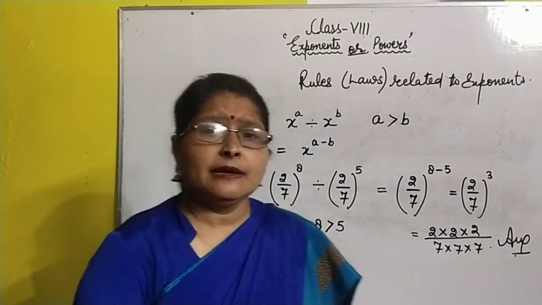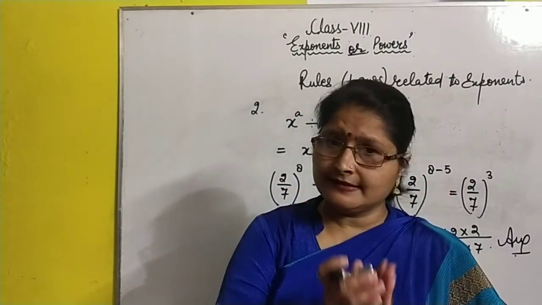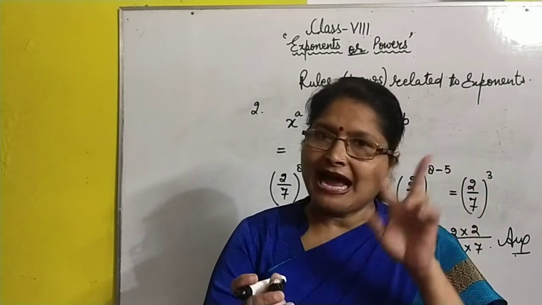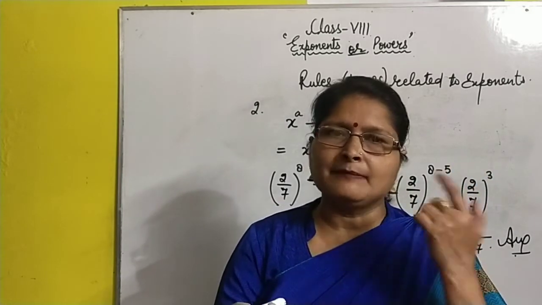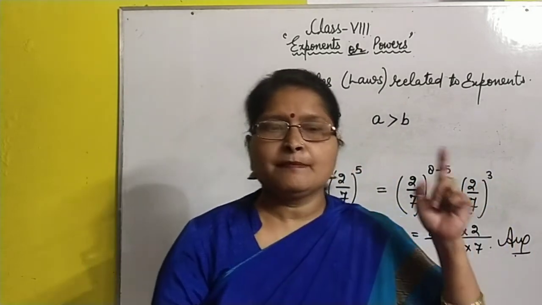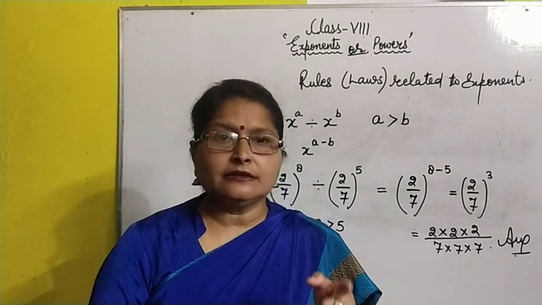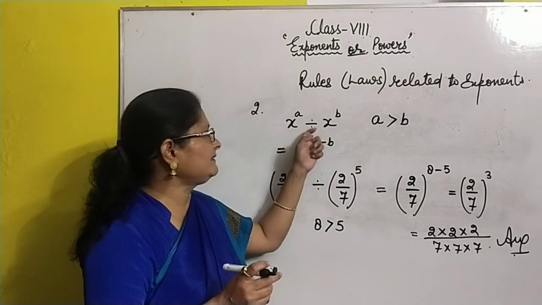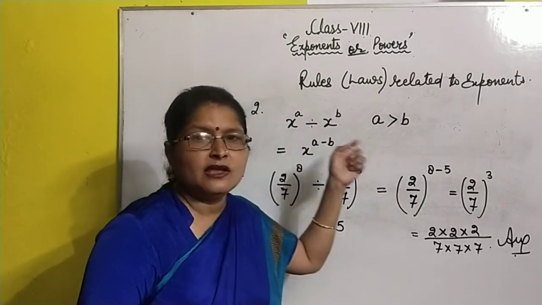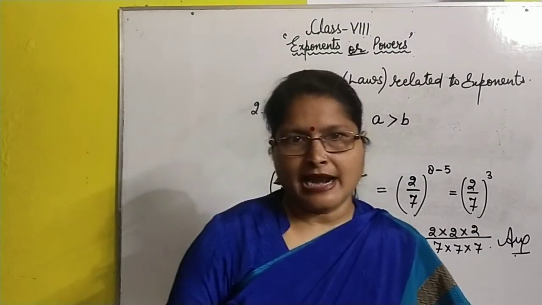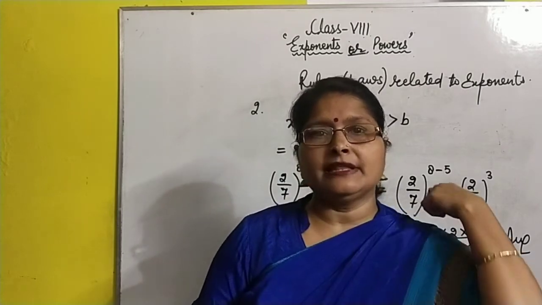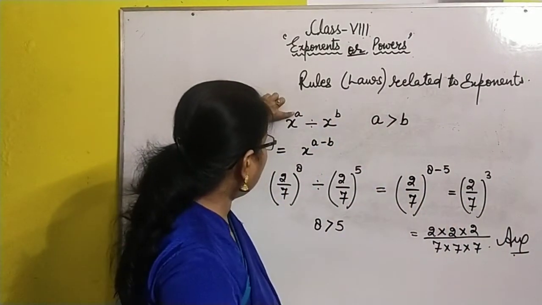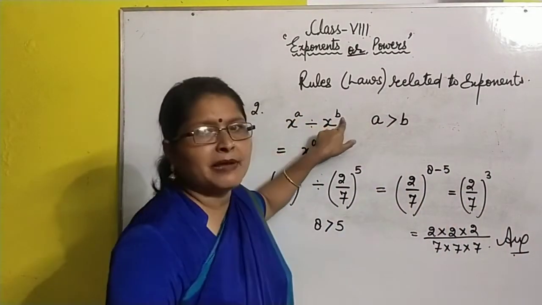Okay, what I mean to say is that if the bases are same and powers are different and both the bases are multiplying to each other, it means the powers will be added. But if the bases are same and powers are different and in between the bases a division sign is there, so the powers will be subtracted, and it is the condition that power A should be greater than power B.